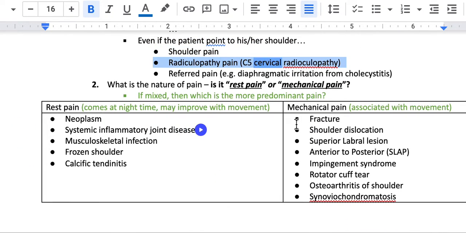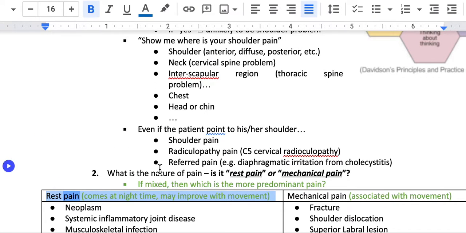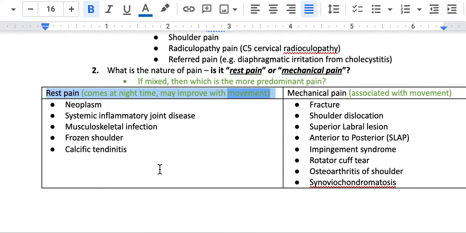C5 cervical radiculopathy, or referred pain, e.g. diaphragmatic irritation from cholecystitis. 2. What is the nature of pain? Is it rest pain or mechanical pain? If mixed, which is the more predominant pain? Rest pain comes at night time and may improve with movement. Mechanical pain is associated with movement.